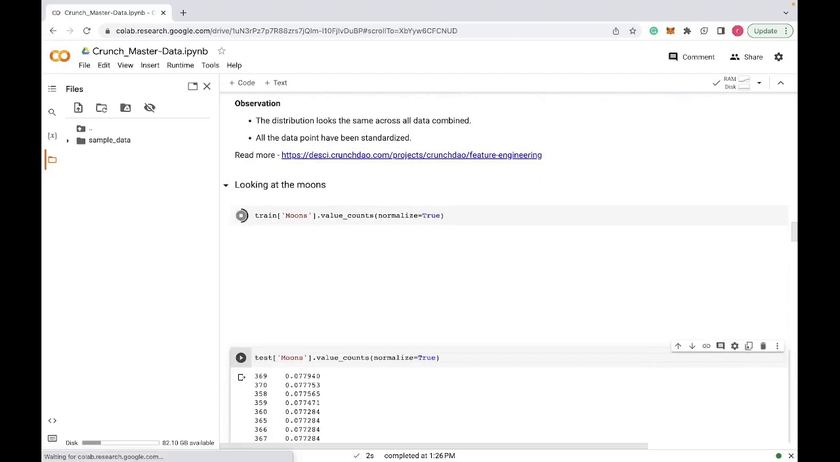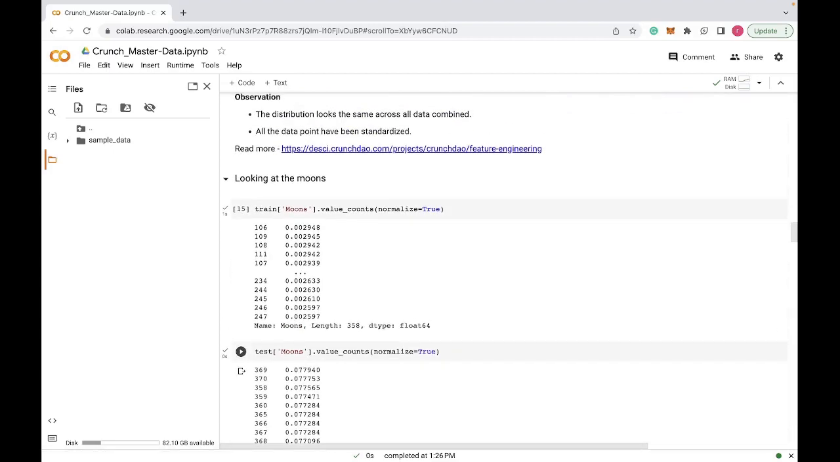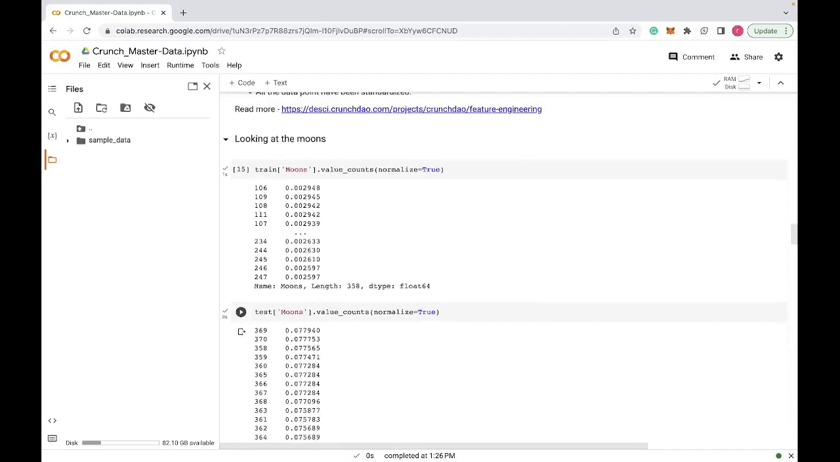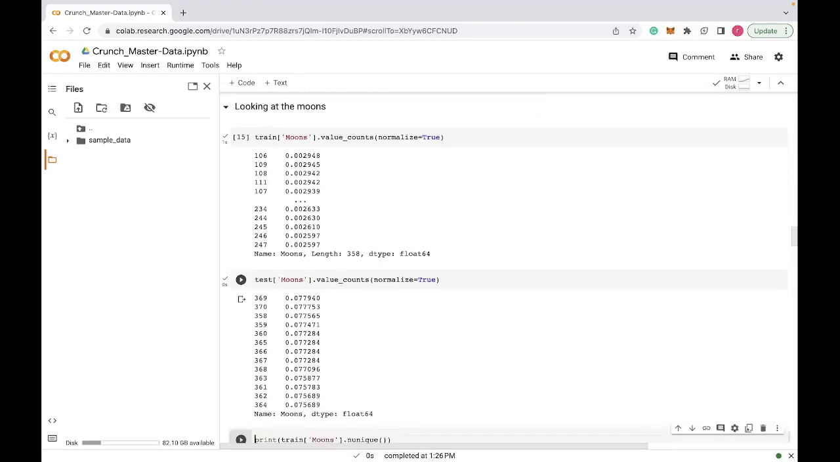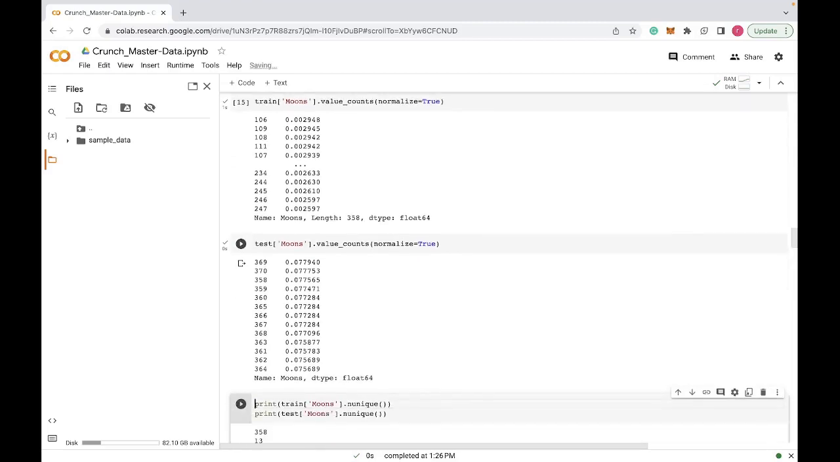We want to see if there is a particular moon that has, maybe, moon 1 has 300 values and moon 20 has 10 values. We observe that across all the moons there is not much difference, because the one with the highest count has 0.029 and the lowest has 0.025. We also check that the number of unique moons is 358, and looking at the test set too, they follow the same distribution.